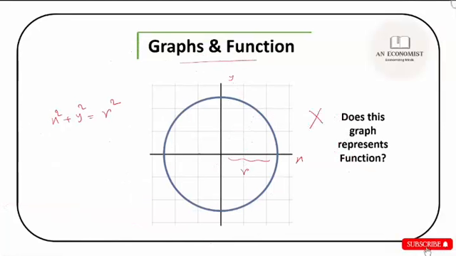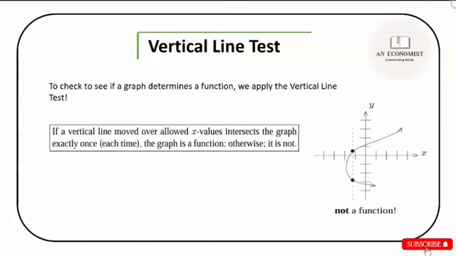Why is this so? Because for every x value you have two distinct y values, which is against the definition of a function. For a valid function, for every x value you should have a unique output, a unique y value, which is violated here. So this is also not a function.